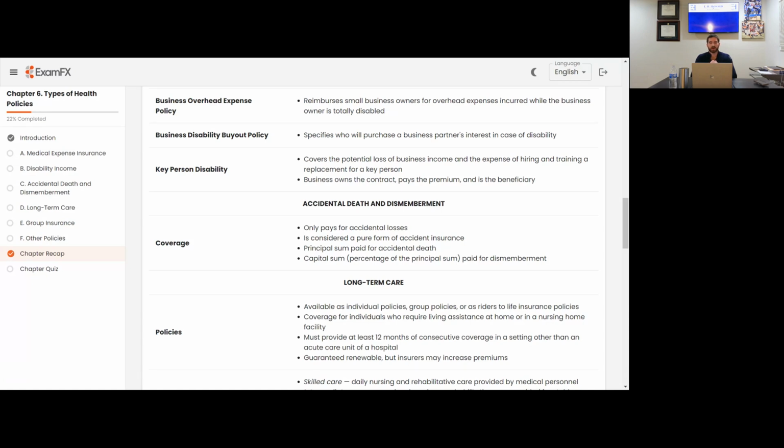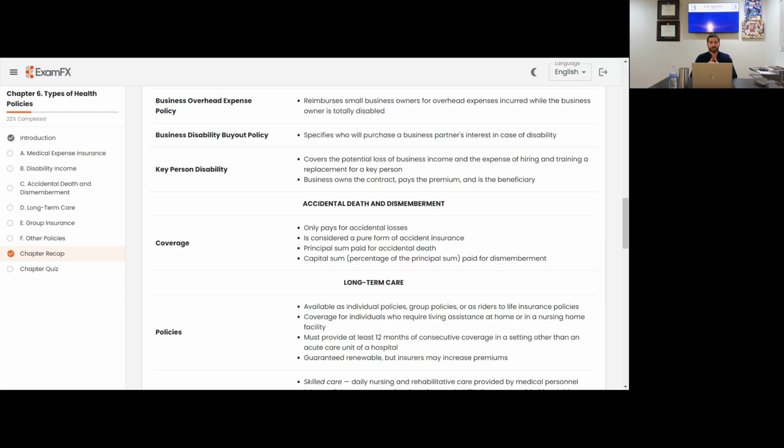Business disability buyout policy specifies who will purchase a business partner's interest in case of a disability. It's a big reason why some people do key man as well, but that obviously requires a passing. But let's just say somebody gets really hurt, really bad, and they're not able to do their part of the job. You're going to have the business disability buyout policy, where typically the business partner is going to buy out the other because they're unable to fill their role in that company. So that's the business disability buyout policy.